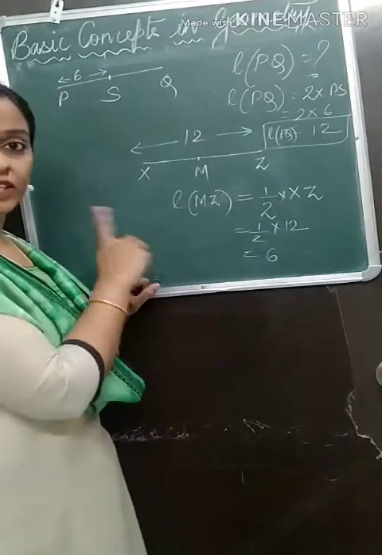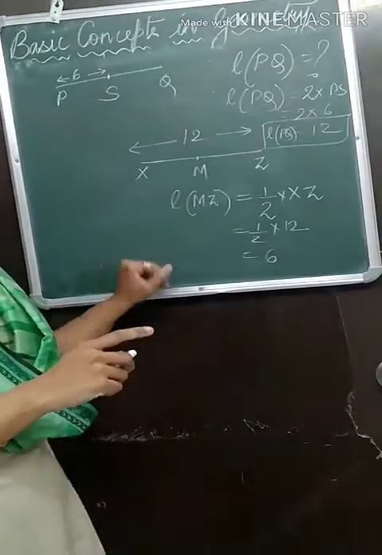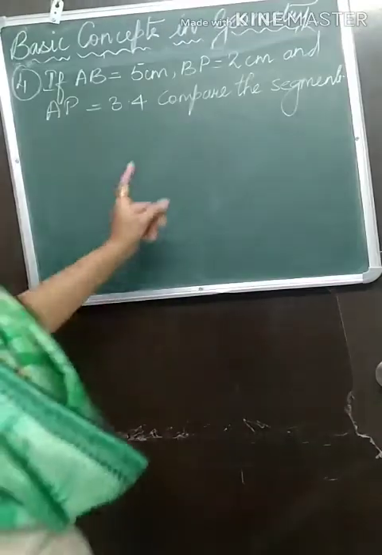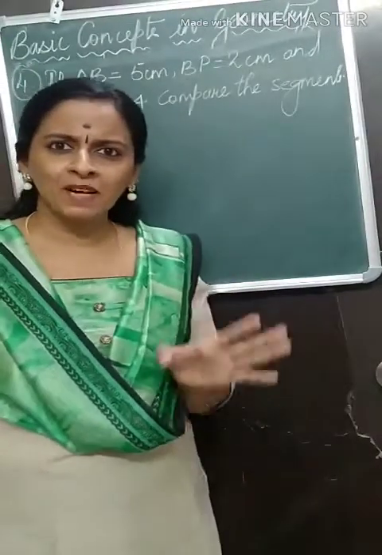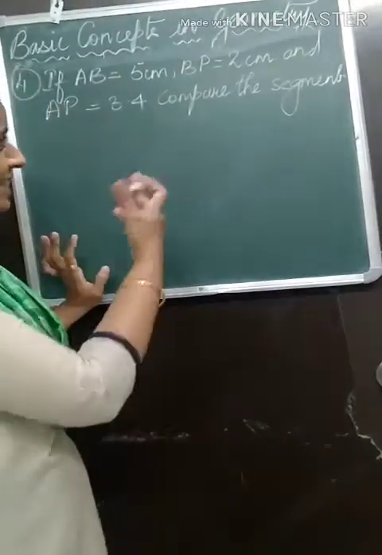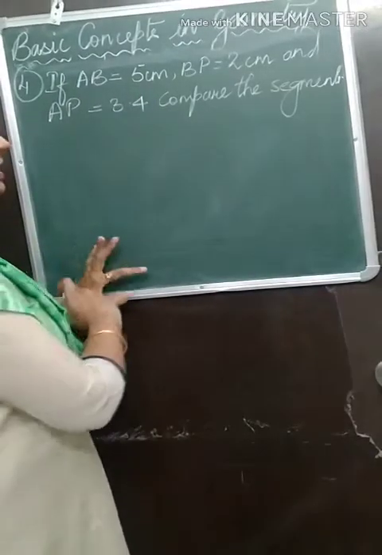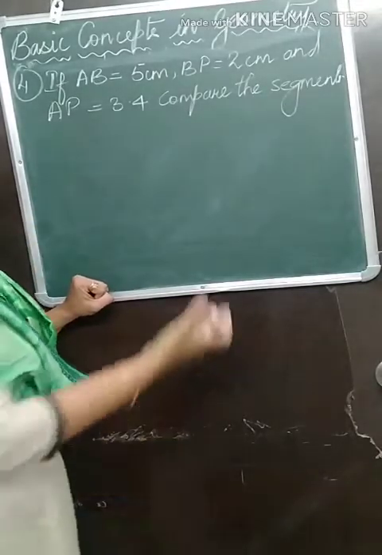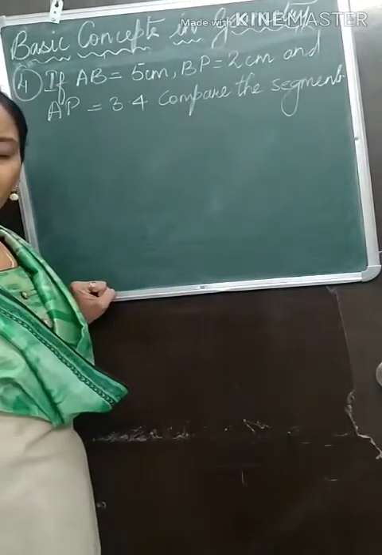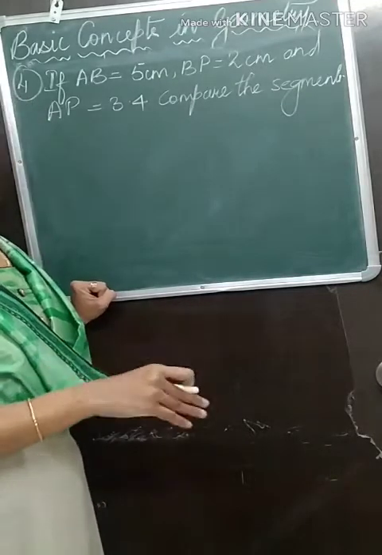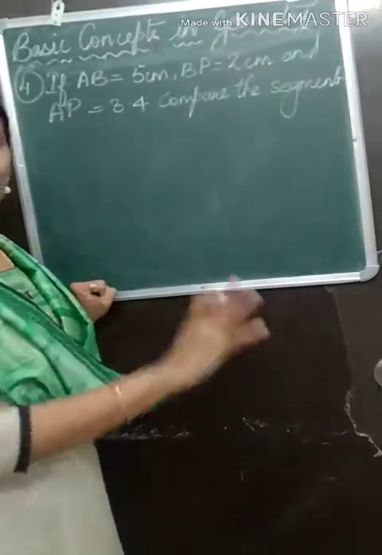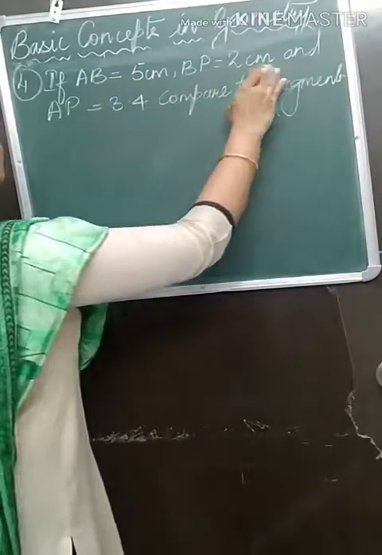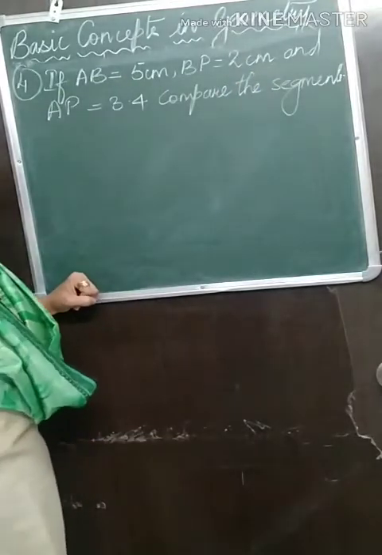Easy? Now, very important sums. You all should know how to solve these with proper steps, and the figure is also a must. Now the fourth sum. The fourth sum is a very childish sum. Let us see. AB is 5 centimeter, BP is 2 centimeter and AP is 3.4 centimeter. Compare the segments, which means which segment is bigger and which segment is the smallest. By looking at the lengths 5, 2 and 3.4, which is the smaller one?